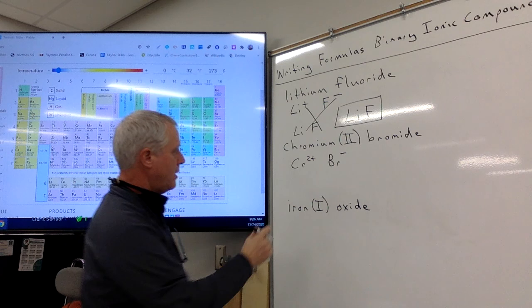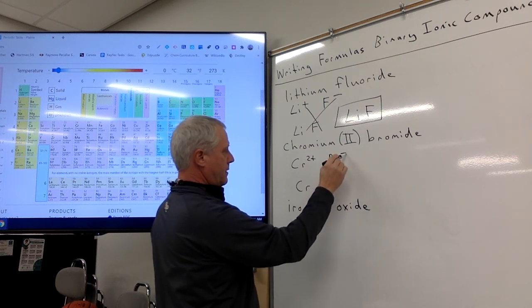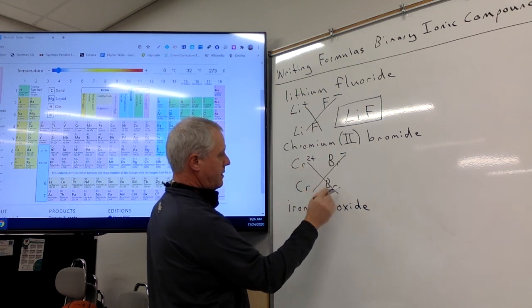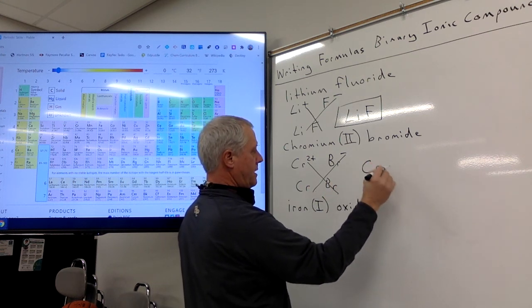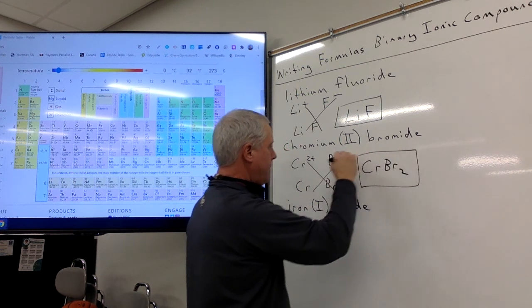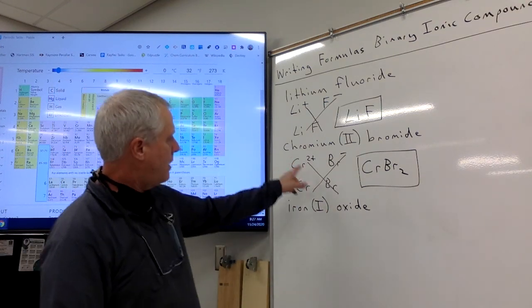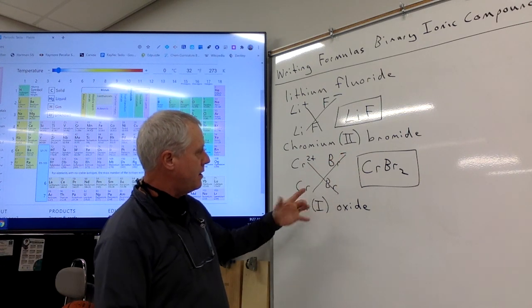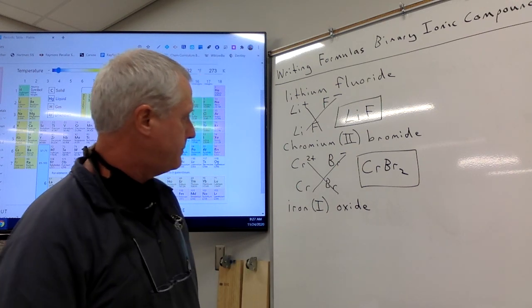Okay, now if we do our crisscross method there, put our two symbols. This is going to be 1 here, and then the 2+ to there. And so that results in a formula that would be CrBr2. So the idea there is that whatever the charge is of the cation becomes the number of the anion in the formula. Whatever the charge of the anion is becomes the number of elements in the formula for the cation.